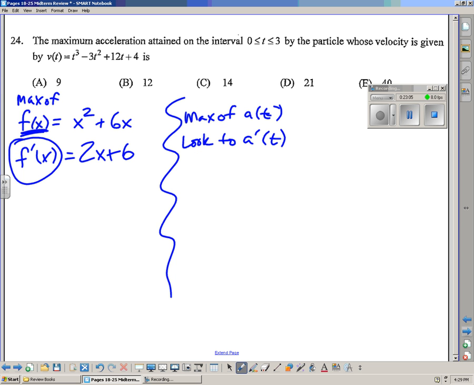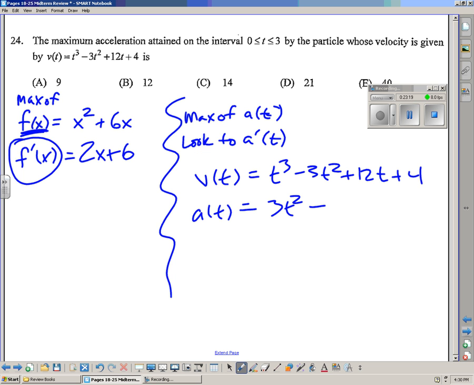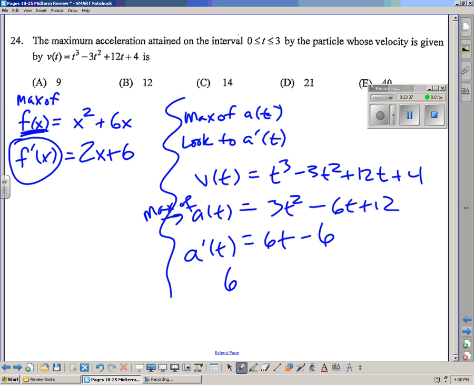We were given velocity, though. So we can get acceleration by taking the derivative of velocity, which is 3t squared minus 6t plus 12. But now I want to get the max of the acceleration. That tells me to take the derivative of acceleration, which is going to be 6t minus 6. So 6t minus 6 equals 0. 6t equals 6. t is 1. Now, this is where the max acceleration could occur.